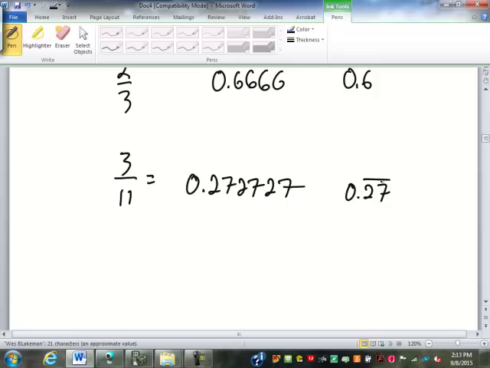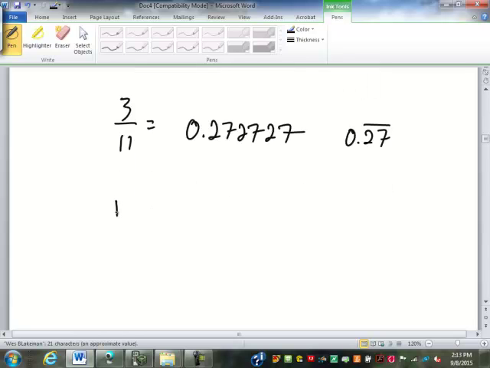Okay. 1/70th, 0.0142857. Notice the 0 doesn't repeat, just the 142857. And the bar isn't above the 0.